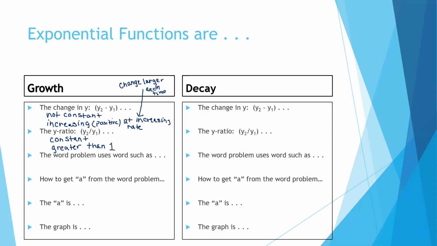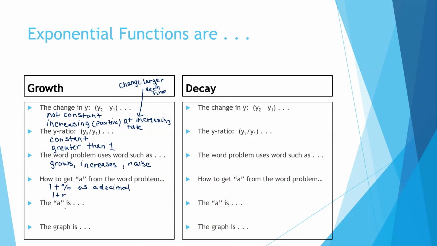In word problems, I'm going to see words such as grows, increases, or in the word problem we had, the word raise. How did we get A from that word problem? Well, we used 1 plus the percent as a decimal. That was the formula that we had of 1 plus R.